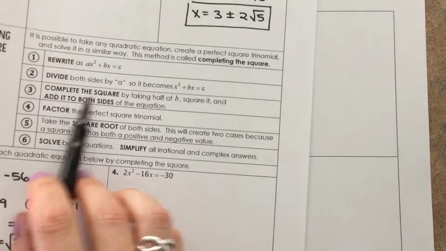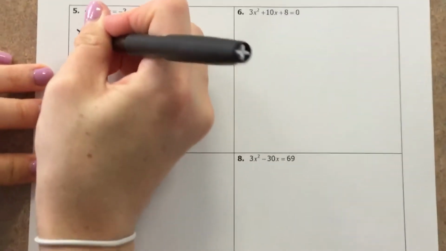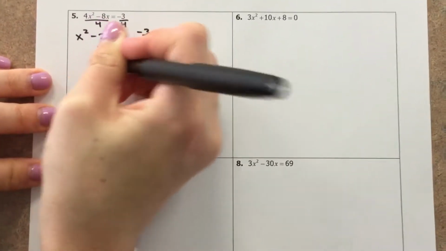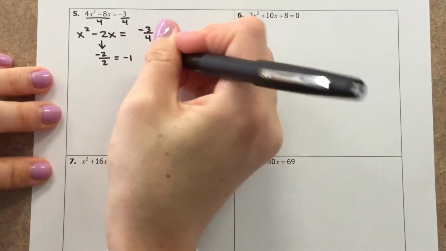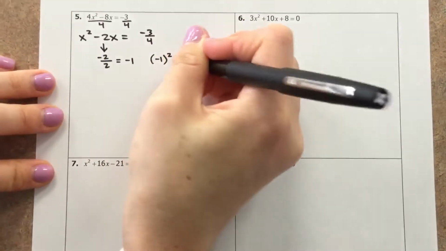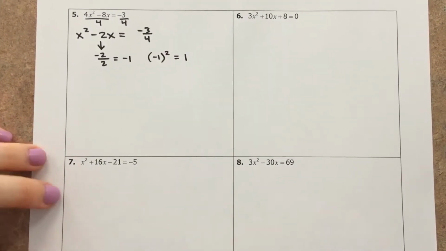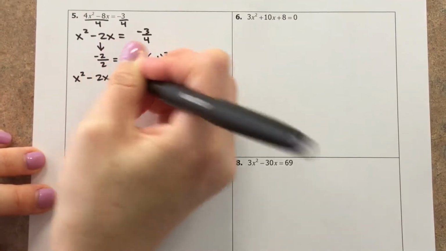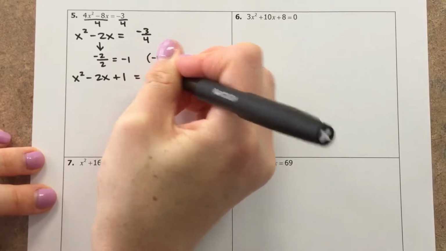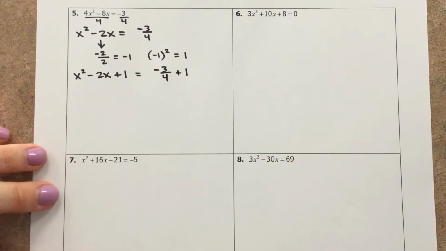Step 3, complete the square, taking half of b and squaring it. So I take this term right here, I take half, which leaves me with a negative 1. Then I will take that negative 1 and square it, and that gives me positive 1. So that's the number that you add to both sides of the equation. So I have x squared minus 2x, I add 1 to that. And then on the right-hand side, I have this negative 3/4, and I'm going to add 1 to that as well.